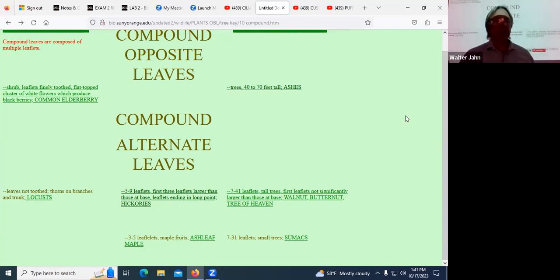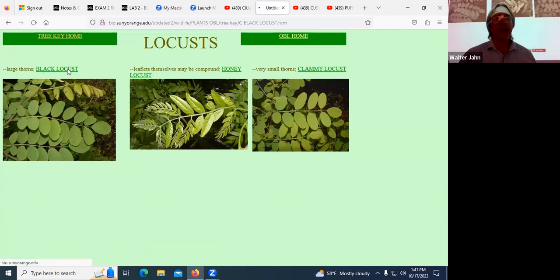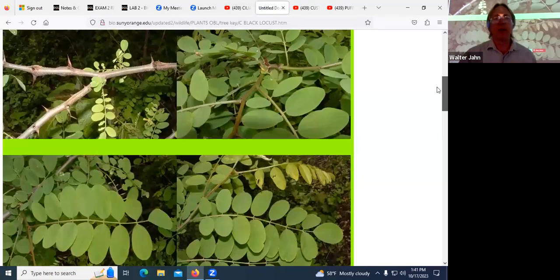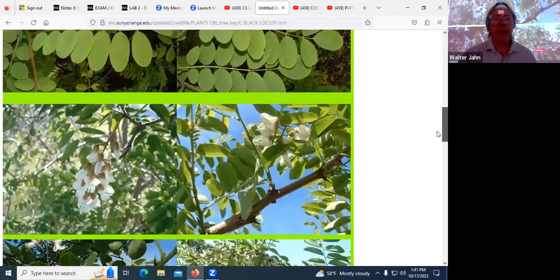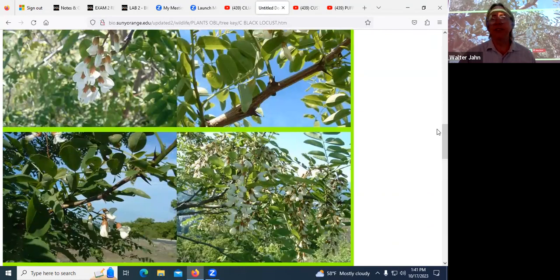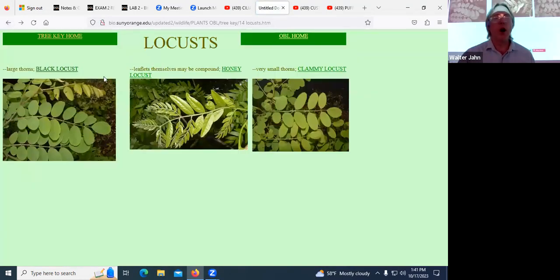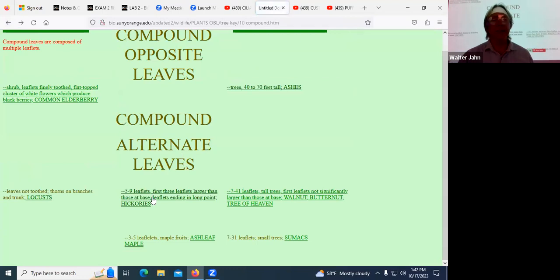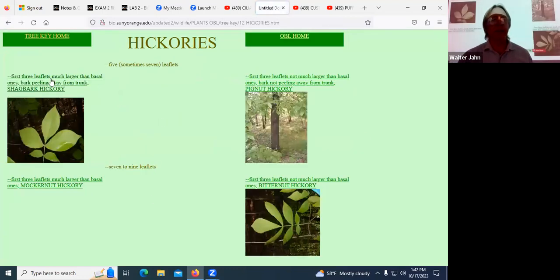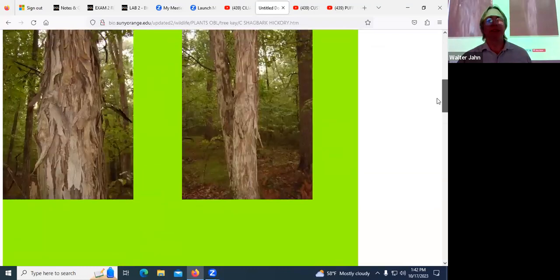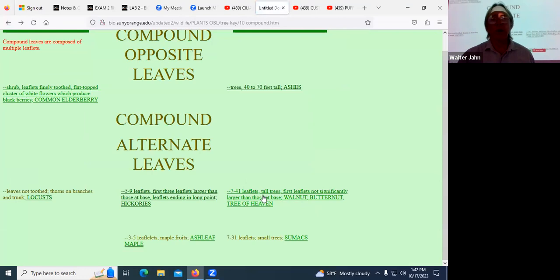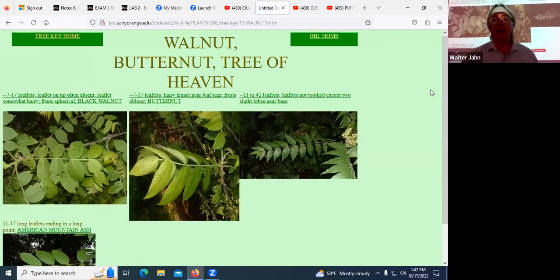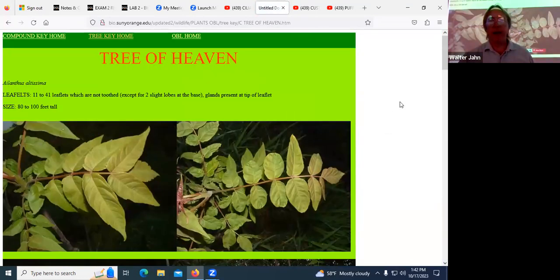All right. And so then you say, are there thorns on the branches? In which case, it's one of the locusts. All right. So here it's like, oh, okay. So here you can see, there are thorns on the branches there. All right. Are there 5 to 9 leaflets? In which case, we might be looking at the hickories. All right. And some of the hickories have this shaggy bark, shagbark hickory. So that helps. Or do we have 7 to 41 leaflets in a line?